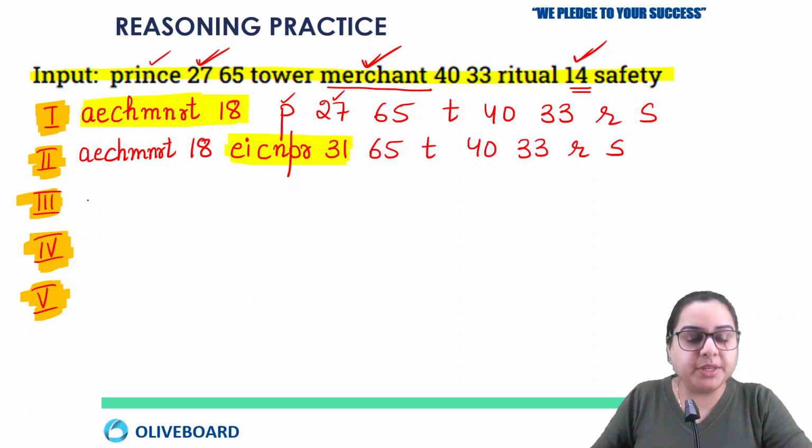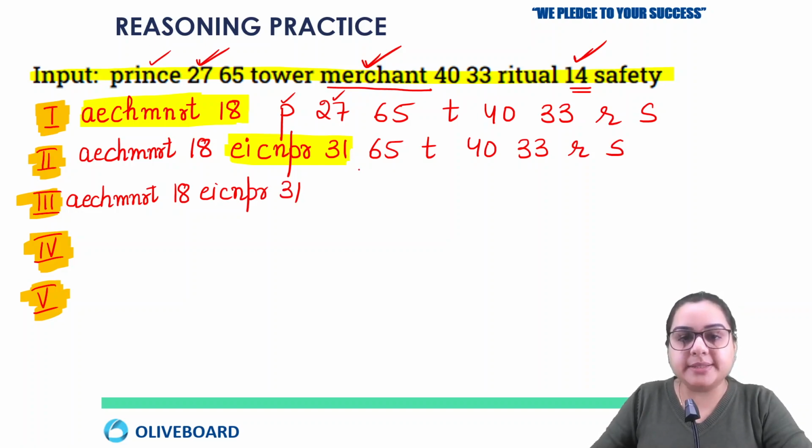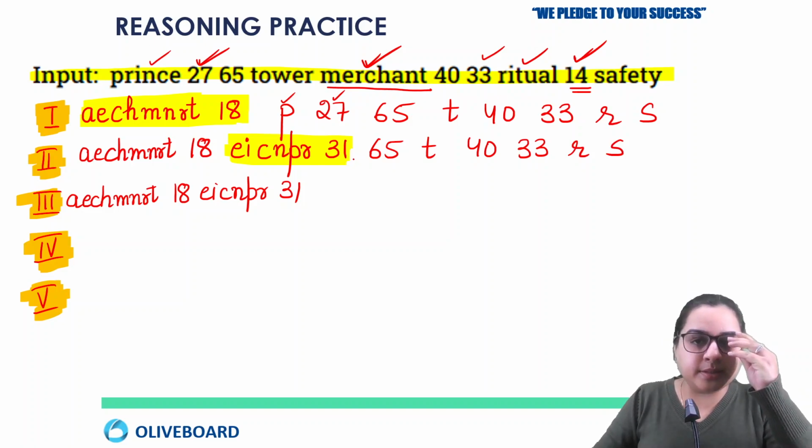In the third step, the first two pairs will remain the same, that is A, E, C, H, M, N, R, T, and then 18, then E, I, C, N, P, R, then 31. It will remain as it is. Next we have to arrange, after P, it will be R, that is ritual, and the next number will be 33. So let's arrange this ritual.